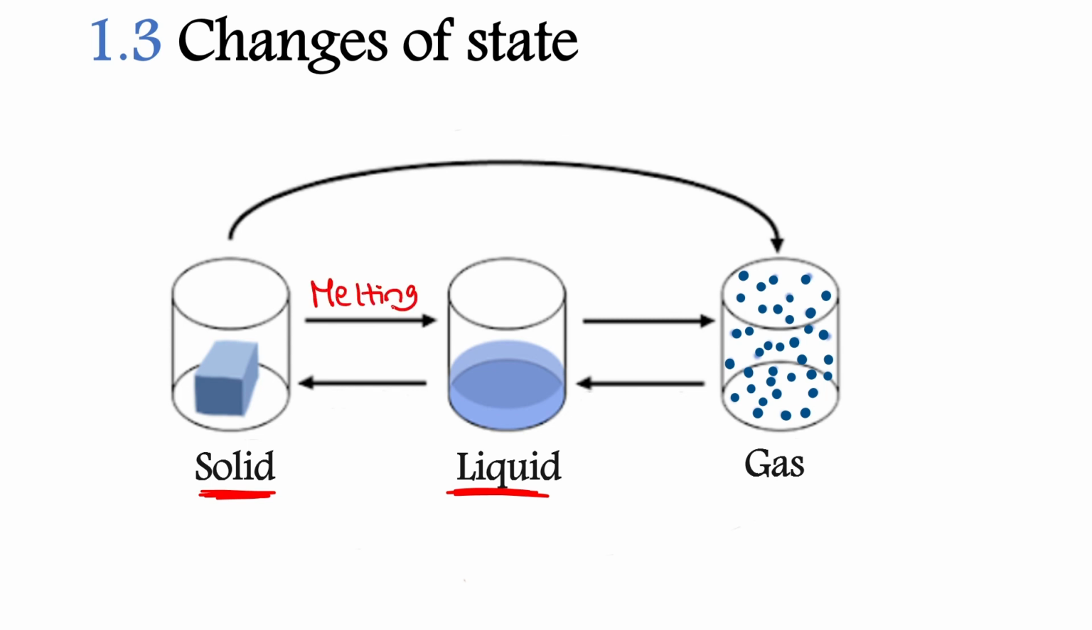Then, if the liquid gains more heat, the energy of the particles increases, the particles move faster, and some of the particles at the surface have enough energy to overcome the forces of attraction, and they escape to form a gas. So the process by which the liquid changes into a gas is called evaporation or boiling.